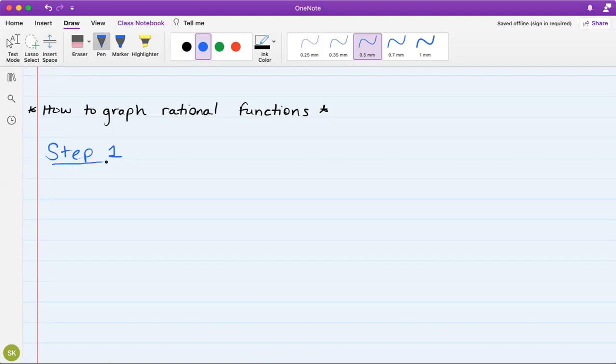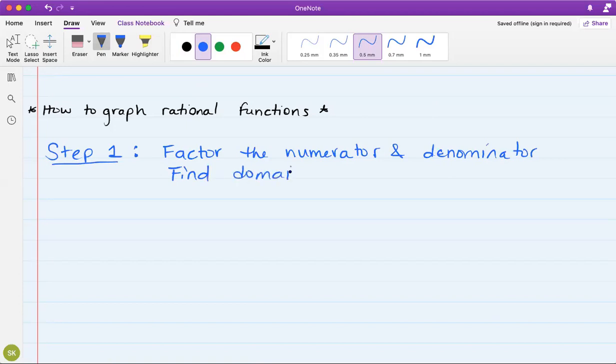And here's step 1. The first thing you want to do is factor the numerator and the denominator. And then you want to find the domain. So when you factor the denominator, that will give you the domain. You just set each factor equal to 0, solve for x, and then you'll get the domain.